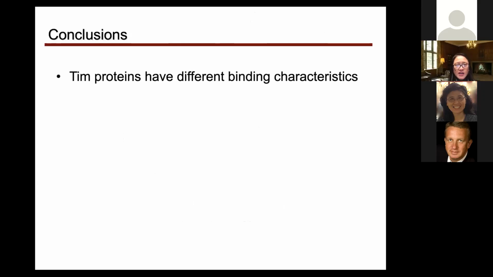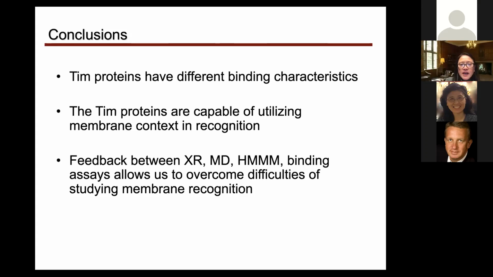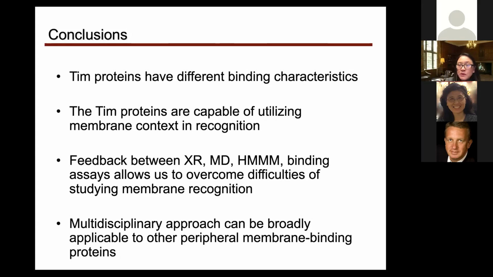So this is very quick, I understand, but I just want to give you an example of the TIM protein, different members of which have different binding characteristics. We were able to use this combination of tryptophan fluorescence, X-ray reflectivity, and molecular dynamic simulation to understand how the membrane context affects the sensitivity of the binding of the TIM protein to the surface. And this allows us to look at this protein, but I argue that this is a much broader and generalized statement that can be applied to all peripheral binding proteins.